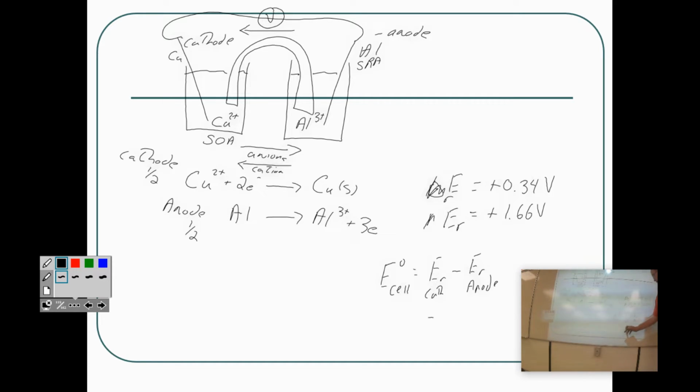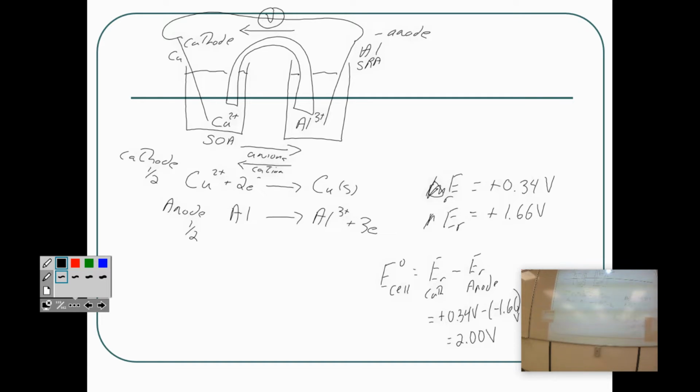It is going to be positive 0.34 minus a negative 1.66, 2.00 volts. It's just the cell potential. It doesn't matter. Okay, we'll talk about this.